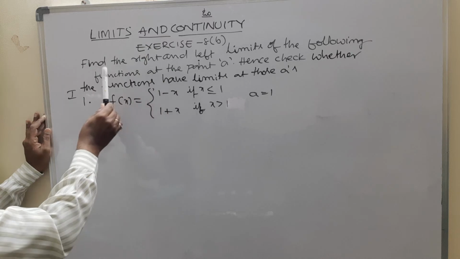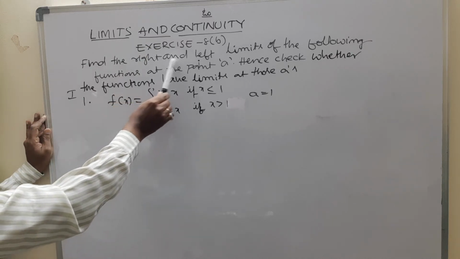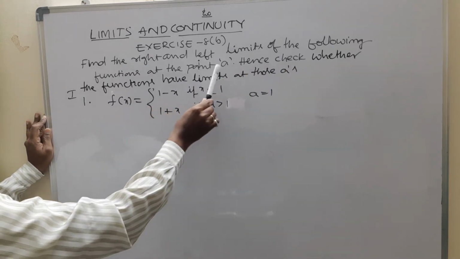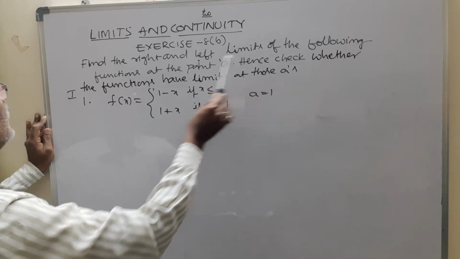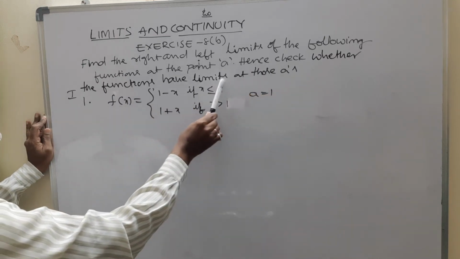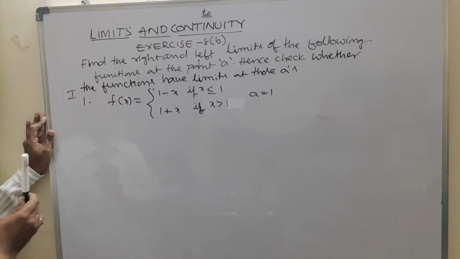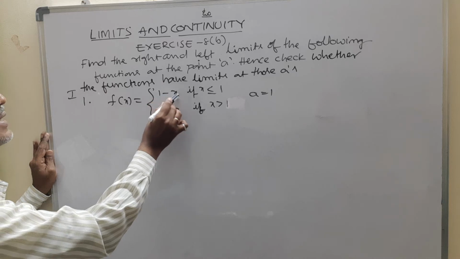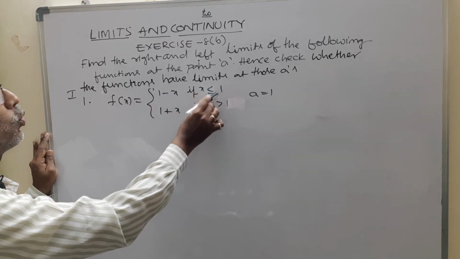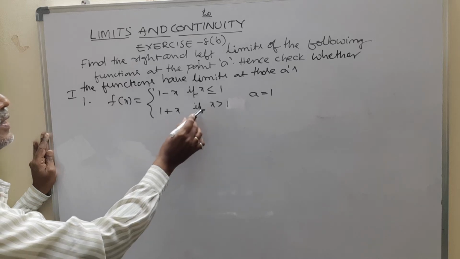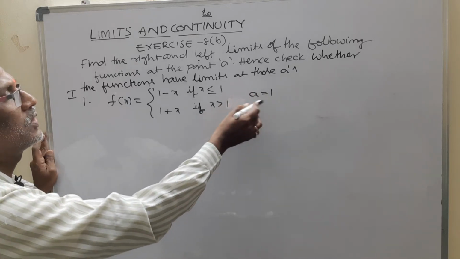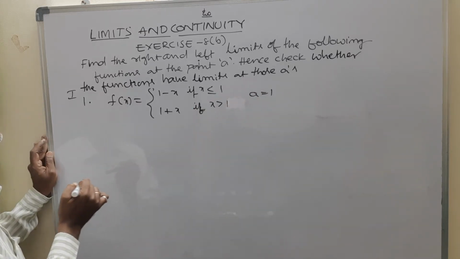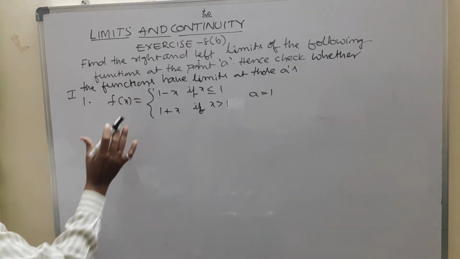Exercise 8b: find the right and left limits of the following functions at the point a. Hence check whether the functions have limits at those a's. First question, f of x equals 1 minus x if x is less than or equal to 1, and 1 plus x if x is greater than 1. To check whether this limit exists or does not exist at a equal to 1. This is the solution of the problem.